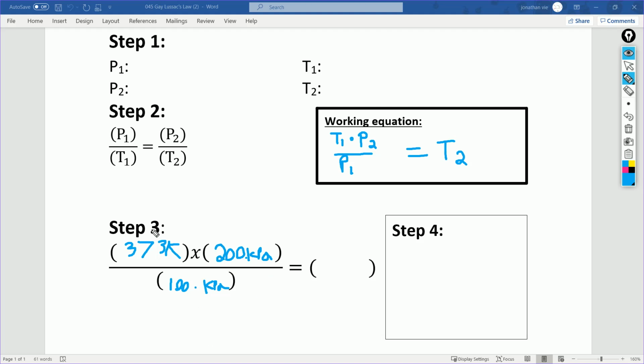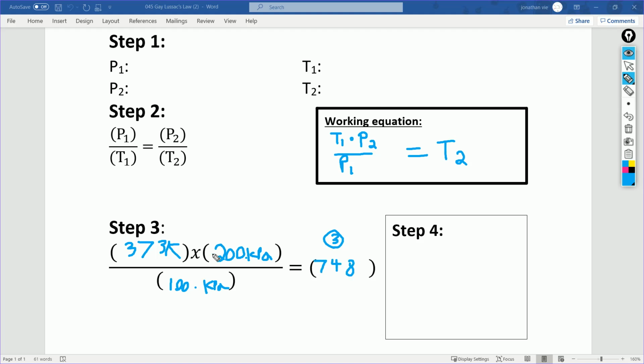Now, if I'm looking ahead, I have 3 sig figs, 3 sig figs, 3 sig figs. So my answer should have 3 significant figures. And if I put this in my calculator, you will be putting in 374 times 200 divided by 100. You'll end up with 748. Well, that number already has 3 sig figs, so I don't need to round it.